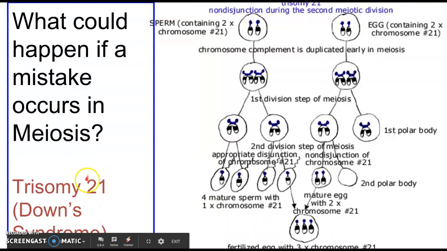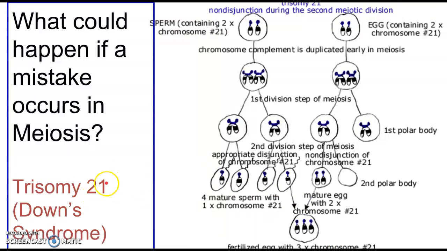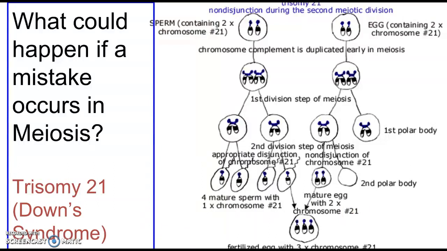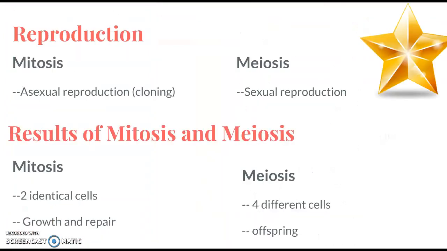Remember, you have 23 pairs in your body, in your cells. This happens at the 21st chromosome specifically, that you end up with 3 and creates Down syndrome, which is a decreased mental capacity, decreased physical growth, and potentially a shorter life.